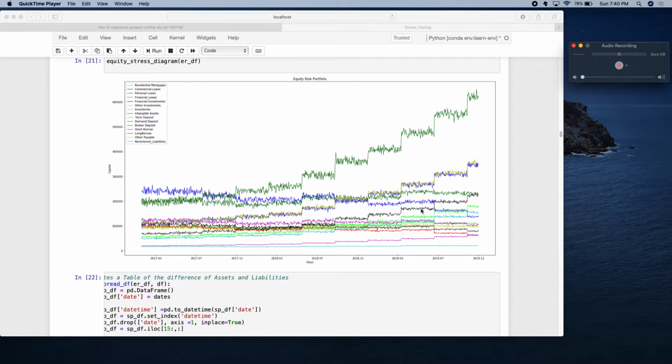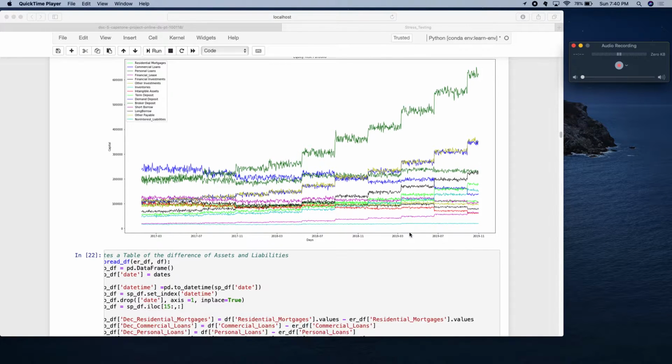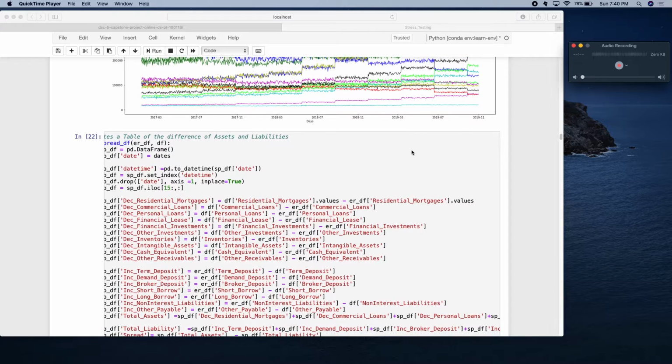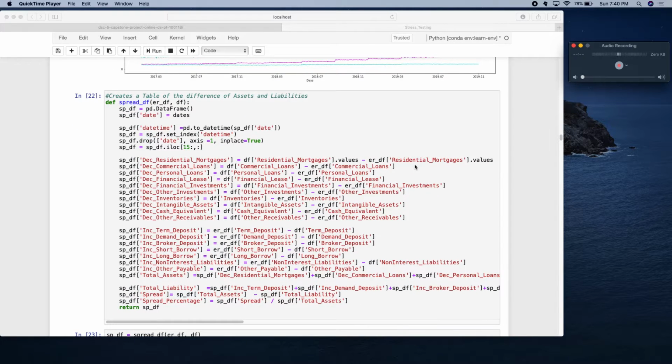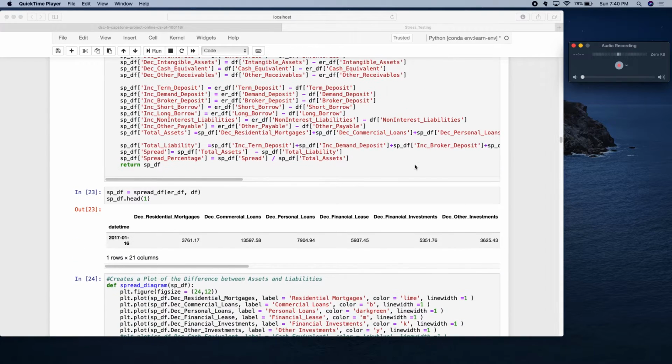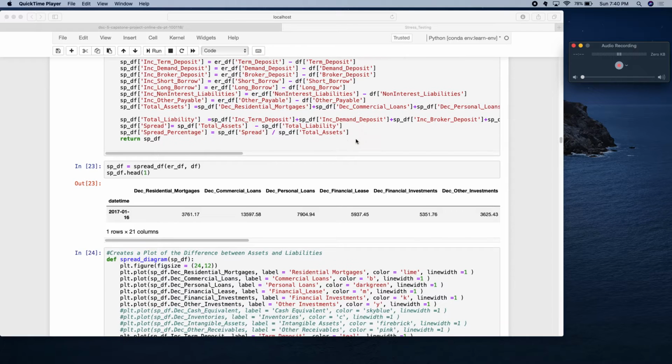So here is all of our assets and some of our liabilities too, and you can see that the assets have been decreased in the amount that they're going to go up, and our liabilities, you can see that they're increasing.